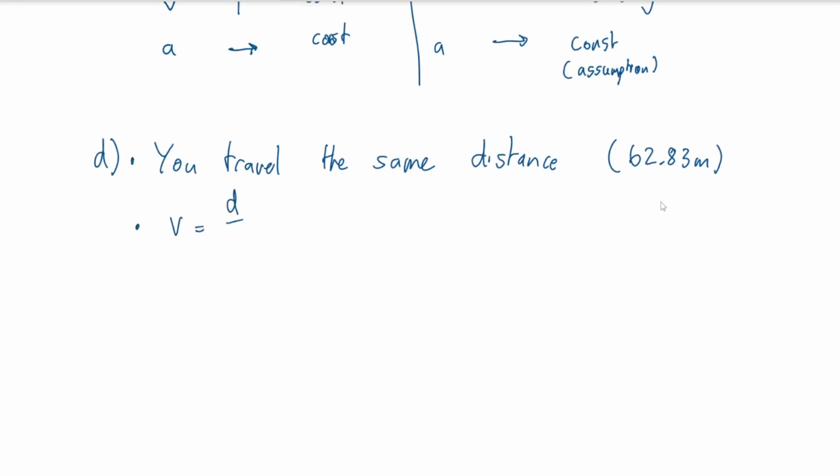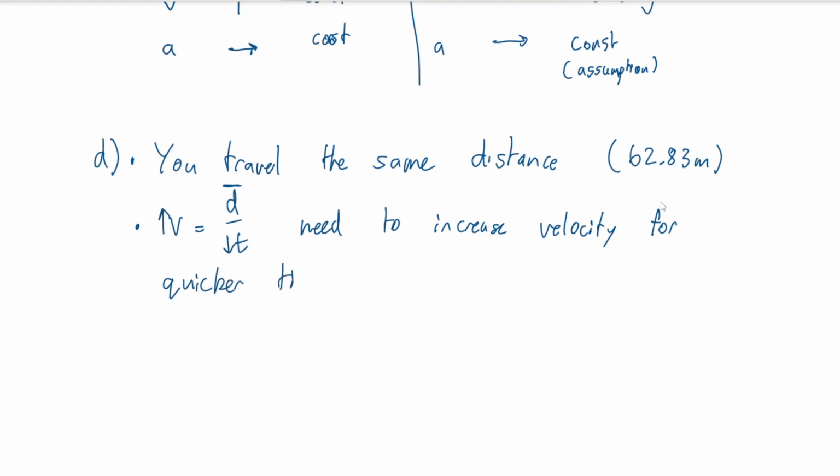We know that distance and time are related to velocity, and if you want to decrease your time for a fixed distance, you must increase your velocity. So need to increase velocity for a quicker time as distance is constant. Right, and I wrote the equation and I showed that speed or velocity and time are inversely proportional with those arrows.